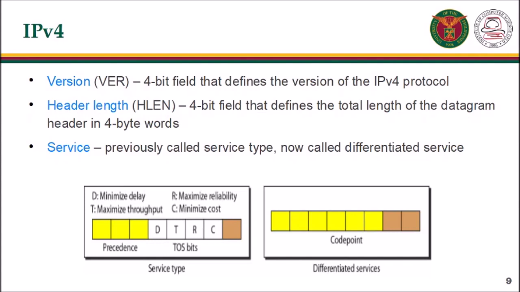For the service field, in the original design of the IP header, this field was referred to as type of service, which defined how the datagram should be handled. In the late 1990s, IETF redefined the field to provide differentiated services.